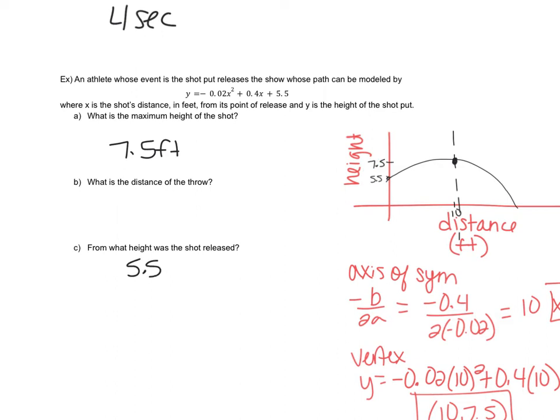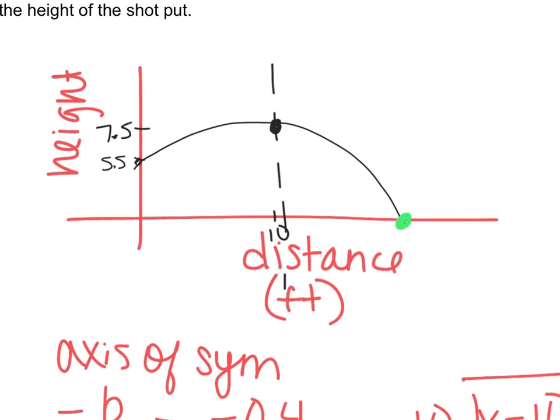Okay, so now this next part, I'll do in green. So what is the distance of the throw? So we need to know what this coordinate is right here. And on the last graph, it started at 0, and so it was symmetrical, right? We knew where it would be. But on this one, it starts at 5.5. So some people might want to say 20, which is incorrect, because 20 would be about right here on the x-axis, so it wouldn't actually be where it lands. So we need to find the x-intercept.